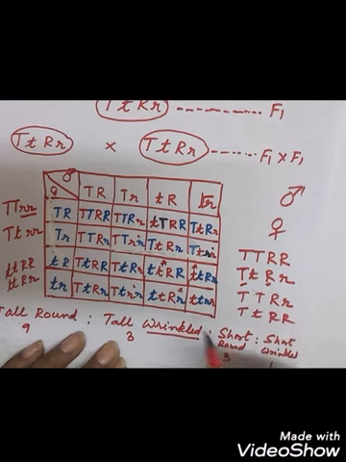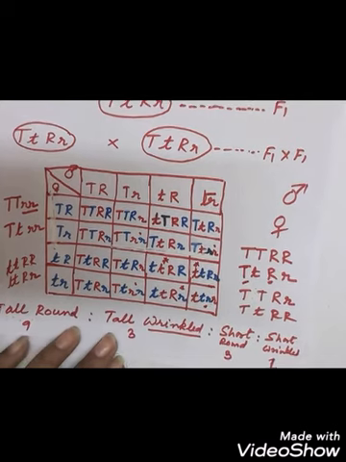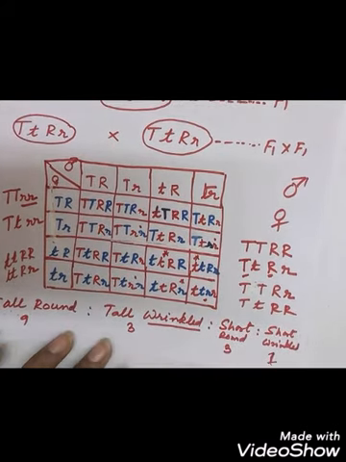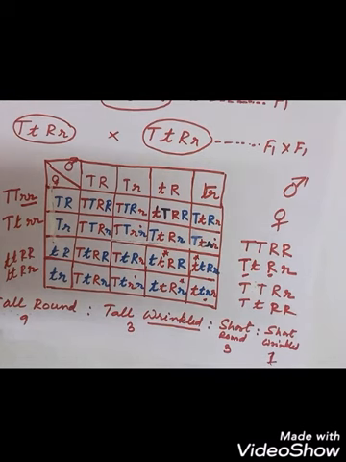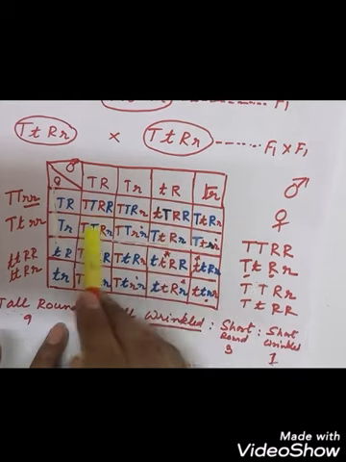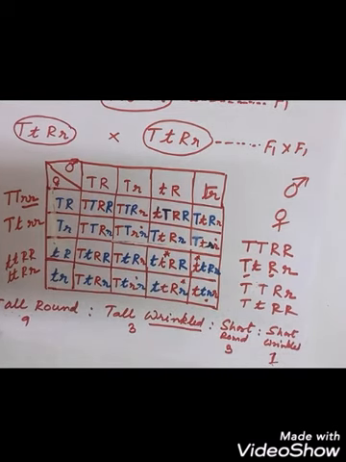Short wrinkled. This is the short wrinkled, which is 1. That means short wrinkled is what? Small t, small r. There is only 1. So we get what? 1. So how many total? We got 1, 2, 3, 4, 5, 6, 7, 8, 9, 10, 11, 12, 13, 14, 15, 16. So the ratio is 9 is to 3 is to 3 is to 1. So total is what? 16.